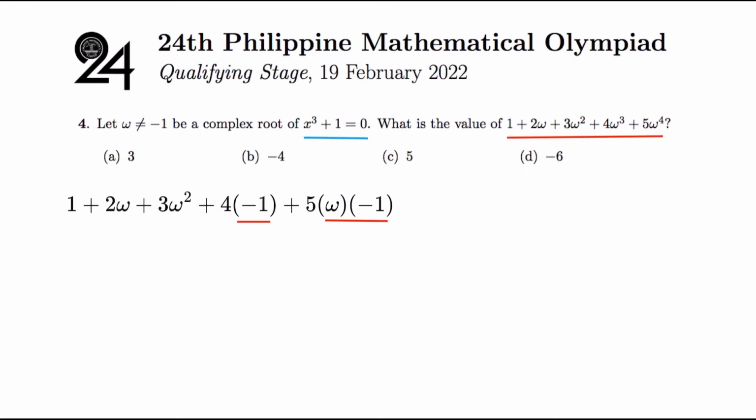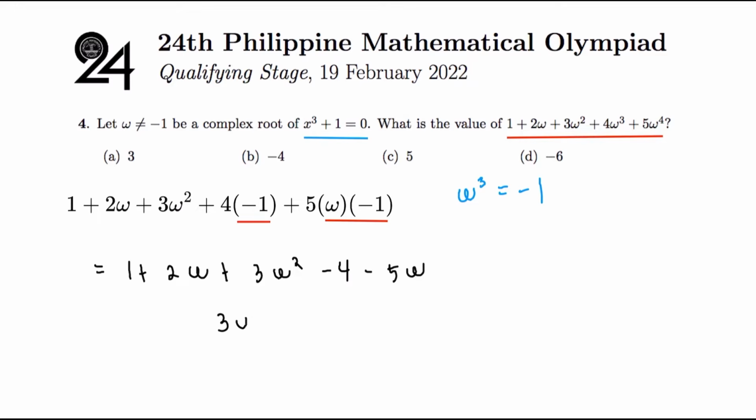Since omega cubed is equal to negative 1, the 4 omega cubed I could just make 4 times negative 1, and the 5 omega to the 4th I'll make 5 omega times negative 1. Using this fact, I would just have to get the value of 1 plus 2 omega plus 3 omega squared minus 4 minus 5 omega. So just combine the like terms.